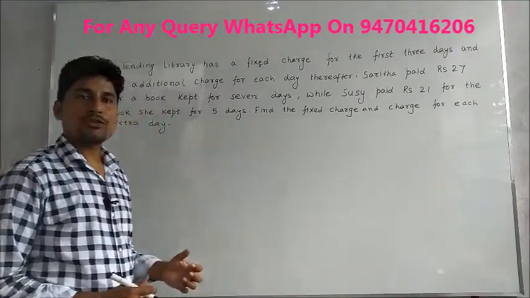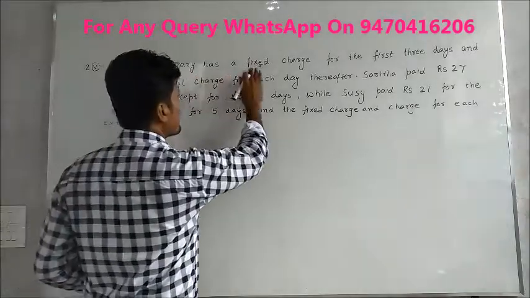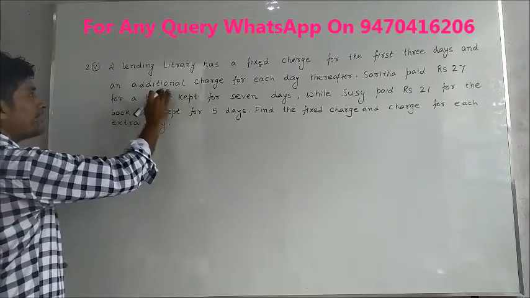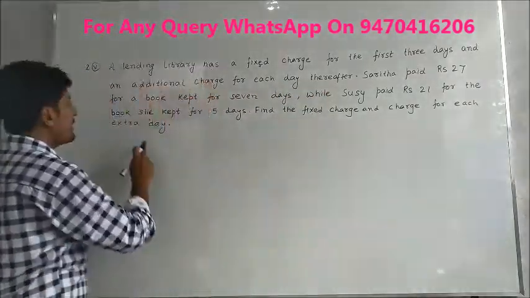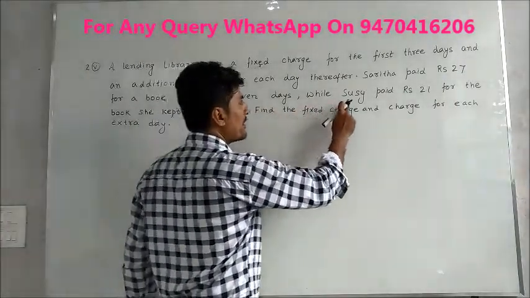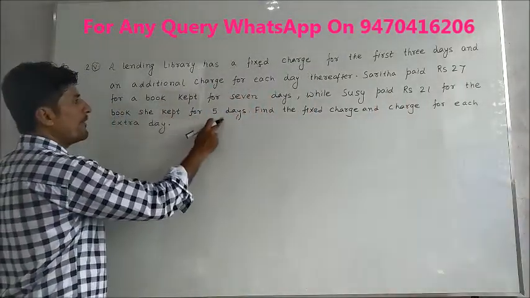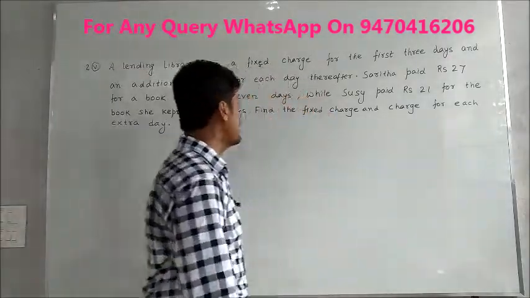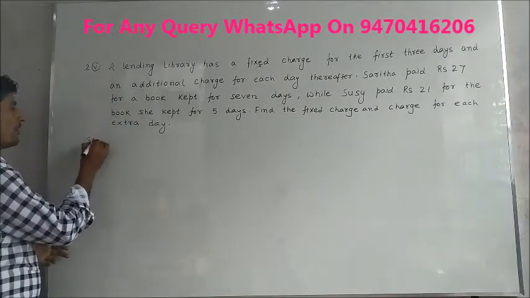Now let us see the next question of the same exercise. A lending library has a fixed charge for the first 3 days and an additional charge for each day thereafter. Sarita paid rupees 27 for a book kept for 7 days, while Susie paid rupees 21 for the book she kept for 5 days. Then we have to find the fixed charge and the charge for each extra day. So let us see the solution for this question.